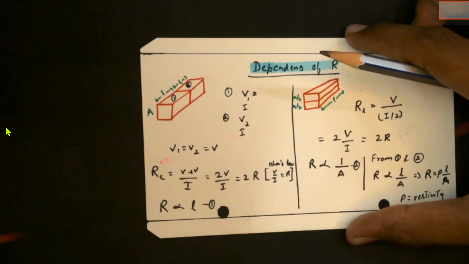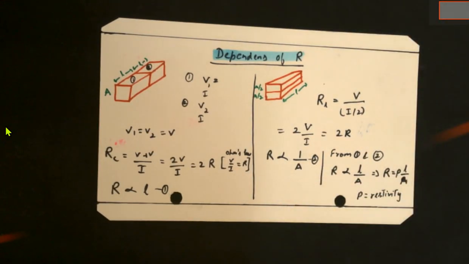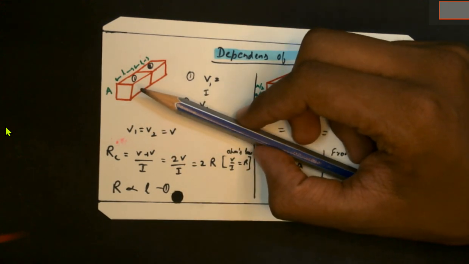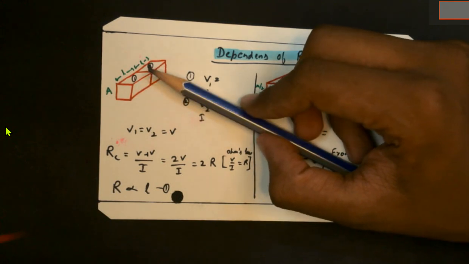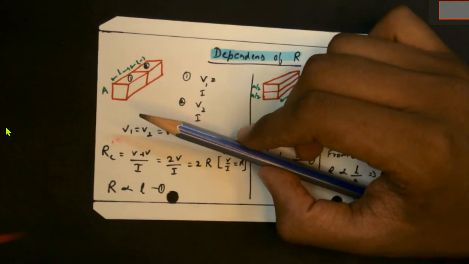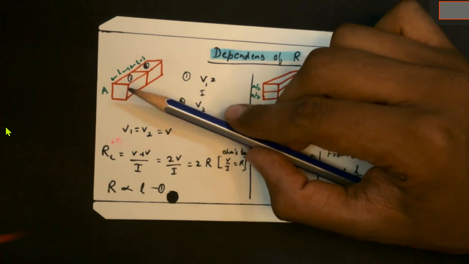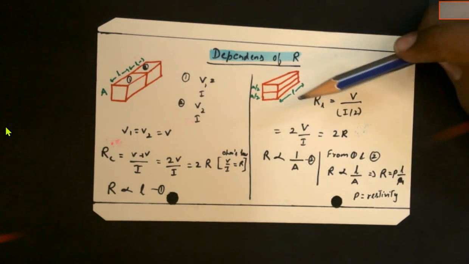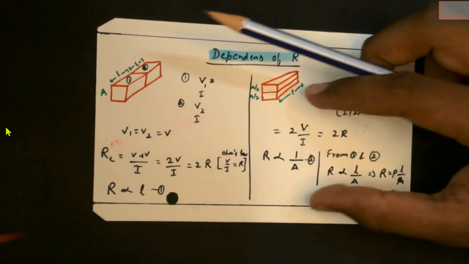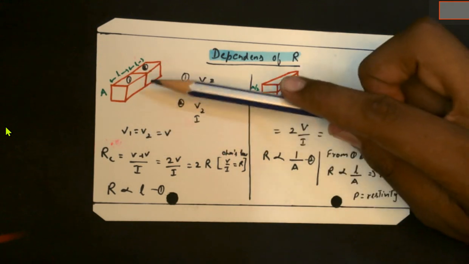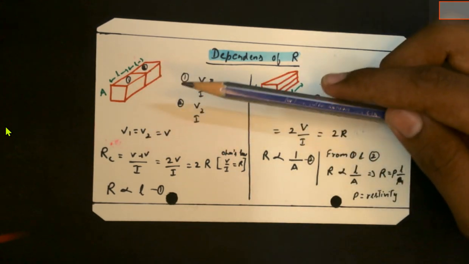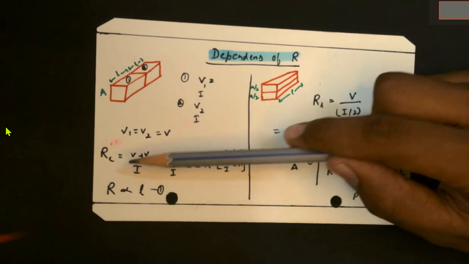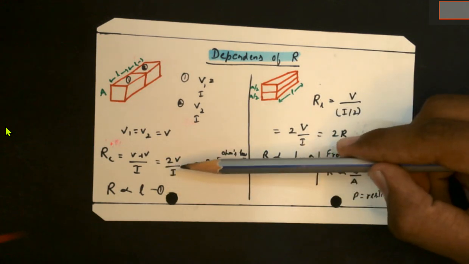Now let's look at the dependence of R. Suppose we take a conductor. Here we have taken cuboid shaped conductors and we are placing them side by side, adjacent to each other. The length of one conductor is L and the other conductor is also of the same L. As both conductors are of the same material, they have the voltages V1 and V2, here both V. Now if we take the resistance in combination, it will be RC is equal to V plus V divided by I, which is equal to 2V by I.